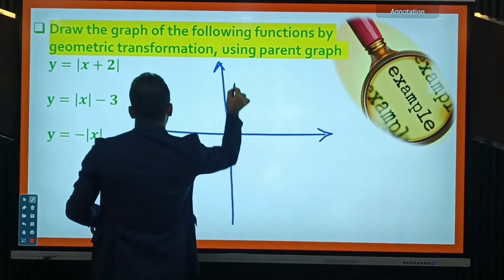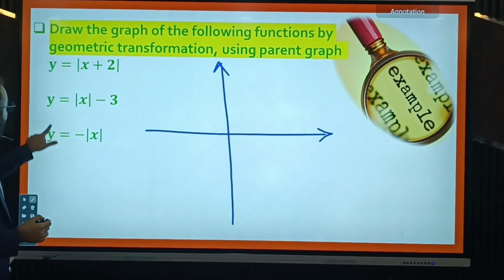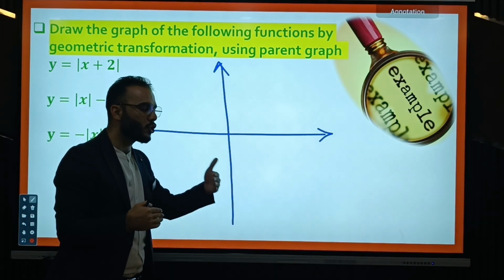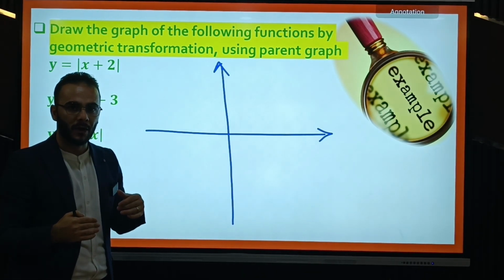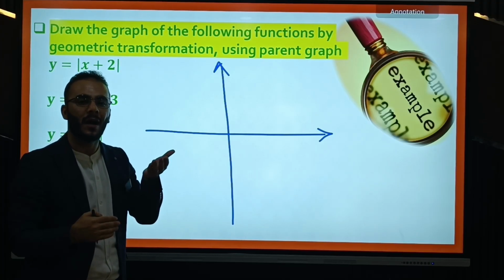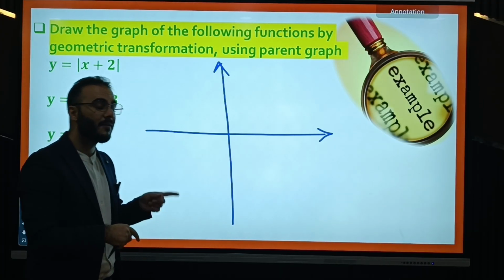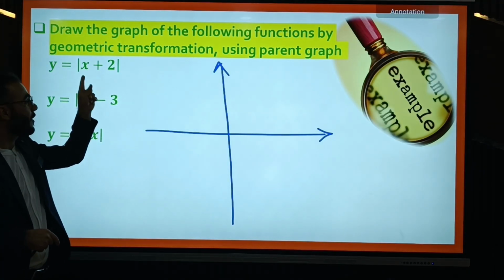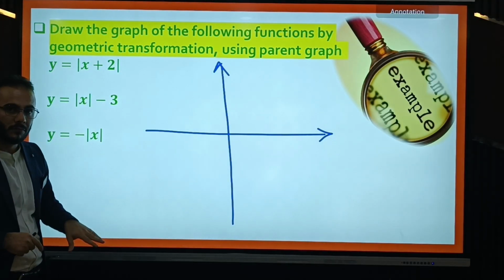Okay, so we have absolute value of x minus 3. Since the number is outside the absolute value function, we are going to change vertically. We will shift vertically, either upward or downward. If the number was positive, plus a number, we will go up. If there was a negative, we will go down.